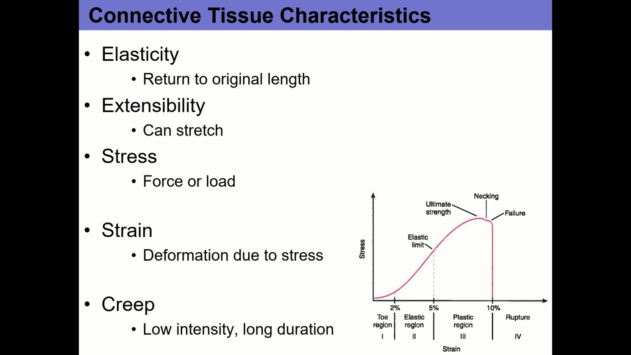The other term I want you to know is creep. And so creep deals with a low intensity, long duration stress. So let's go with a really common example of knee dysfunction after, let's say, an ACL tear. So your ACL is your anterior cruciate ligament. It is one of the primary stabilizers of the knee. And after people tear it, oftentimes one of the dysfunction issues that they'll have is that they can't fully extend their knee. So that's called an extension lag.